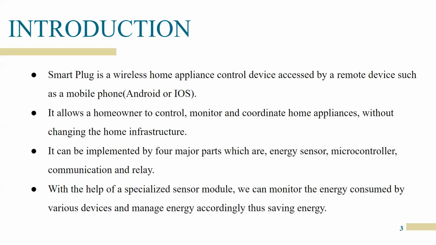It can be implemented by four major parts. The main part is the energy sensor, which is for the measuring and sensing purpose. The second is the microcontroller for controlling the entire system. Then comes communication, where we are using IoT, the Internet of Things. And after that, there will be a relay for the switching.